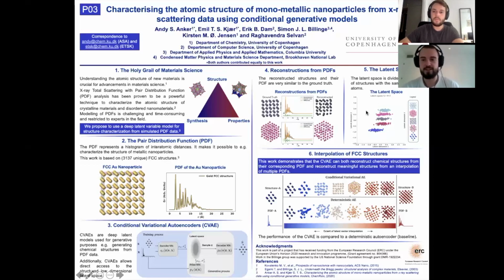Furthermore, we can visualize the latent space, and we see that the structures are clustered in correspondence with the number of atoms. We can also try to test the generative part of this model. So we have structure A and structure B, and then we interpolate between these two known structures and generate a lot of new structures. And it seems reasonable.